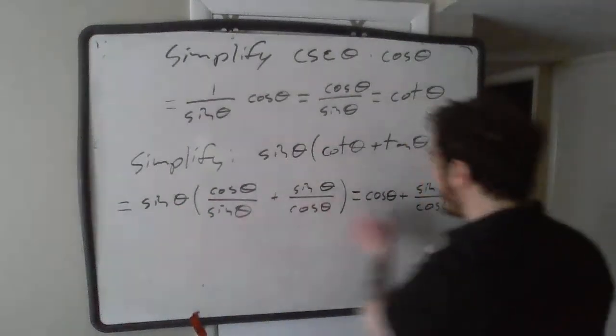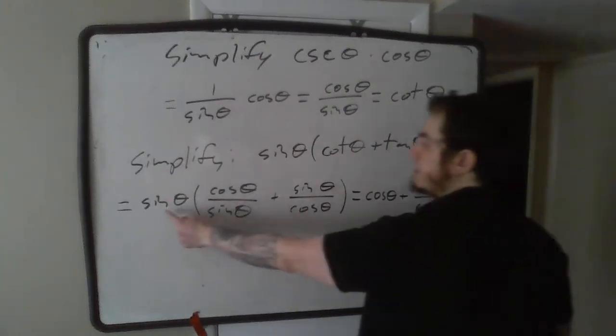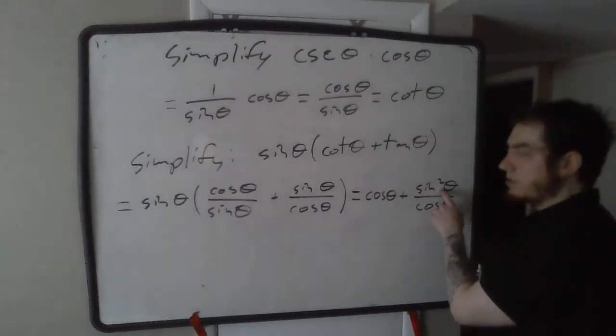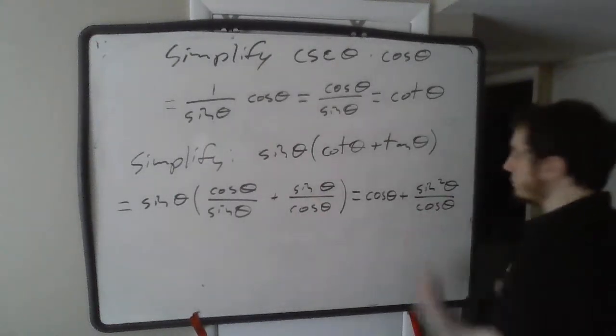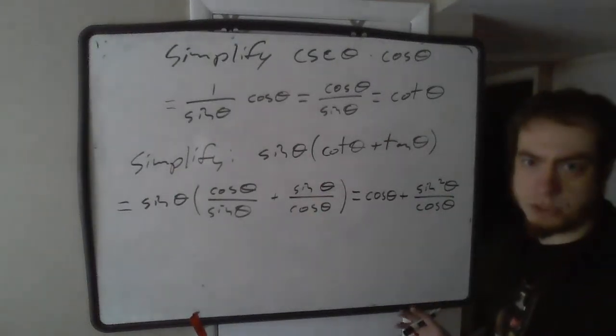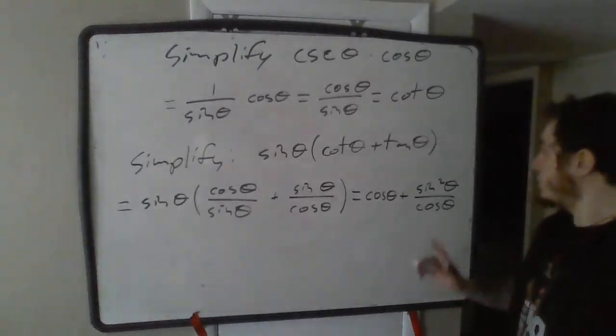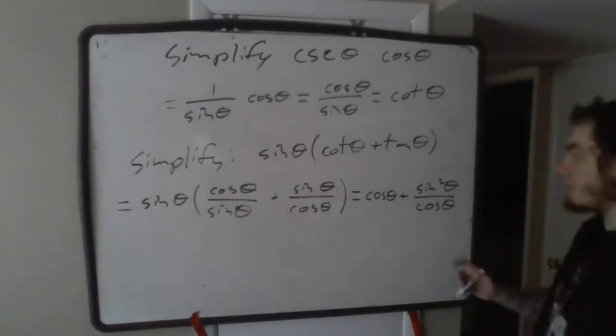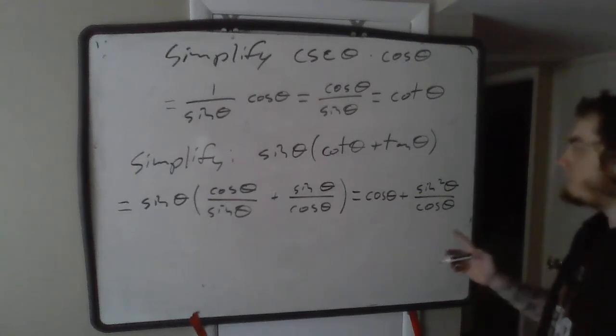The sine theta cancels in the first term. In the second term, I have sine theta times sine theta. That picks up a sine squared. And then we have the cosine theta in the denominator still, of course. Okay. So now what can we do? Well, the thing that we can do is we can take a common denominator here. So let's try doing that.